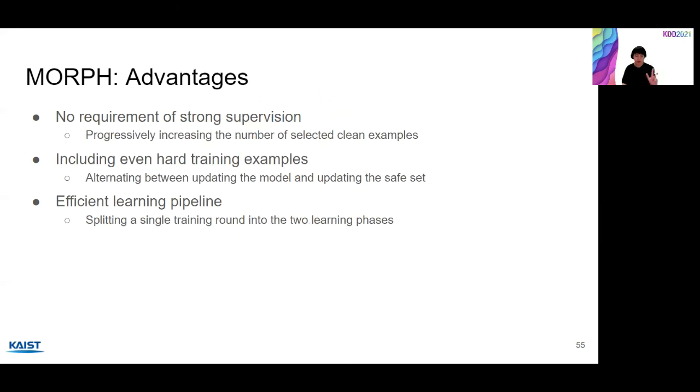Thus, there are three advantages of using our approach compared with Co-teaching. First, it does not require any strong supervision because it progressively increases the number of selected clean examples. Second, it includes even difficult training examples by alternately updating the model and updating the safe set. Third, instead of using two networks or multi-round learning, it has an efficient learning pipeline by simply splitting a single training round into the two learning phases.